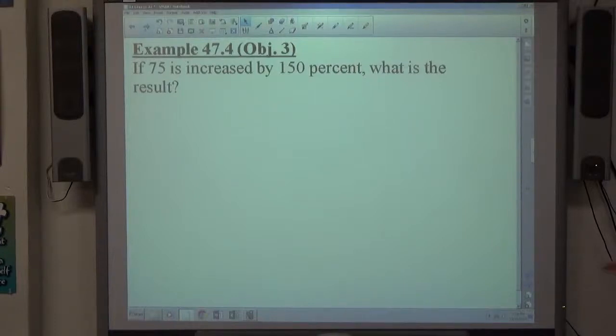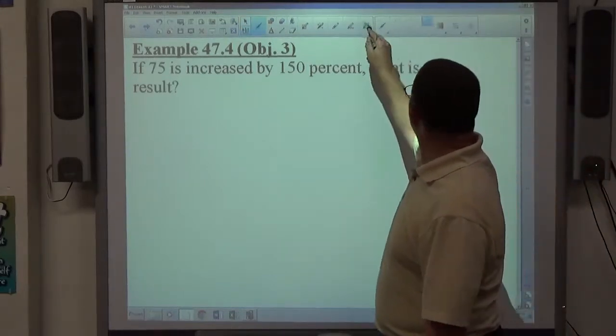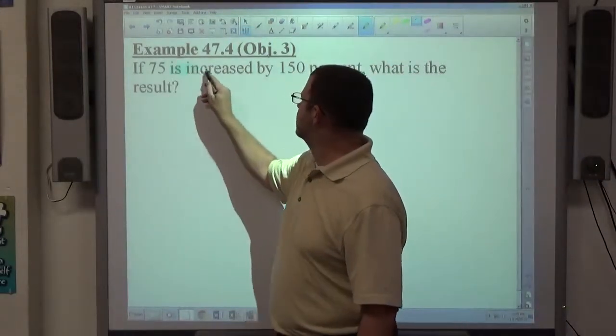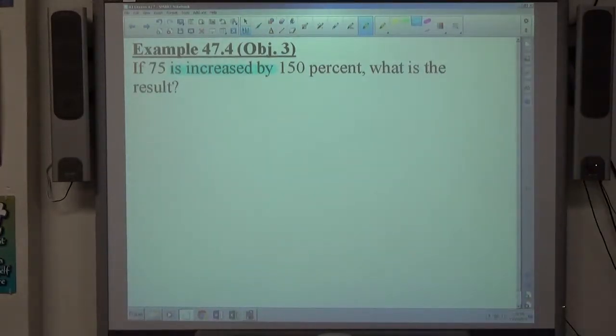Here, our final example today, and this is different than the other three. Let's take a look at the word that makes it different, or the words. Is increased by. Okay, so again, there's a percent in the problem, but it's increased by a percent. That makes it different. Every other one's been like some percent of some number is some number. It's not increasing or decreasing, it's just saying a percent of.